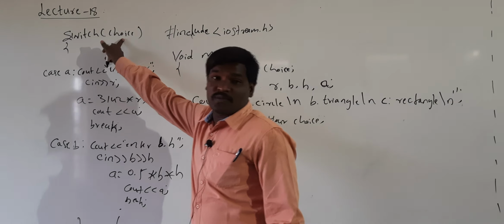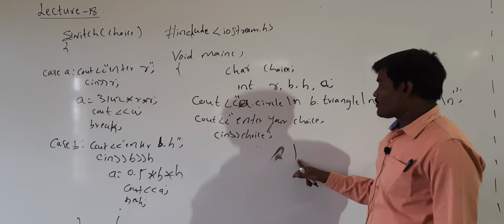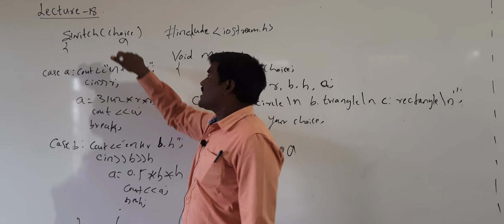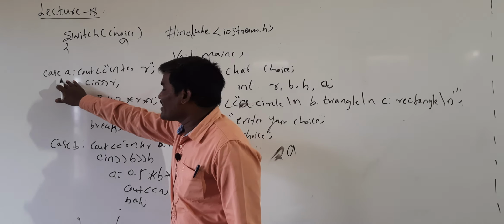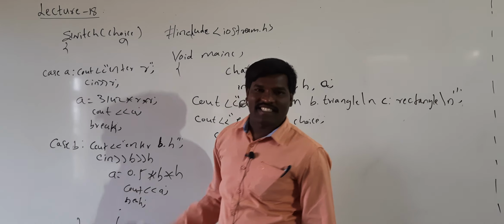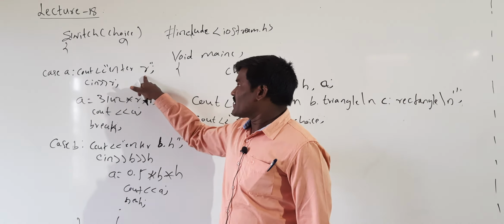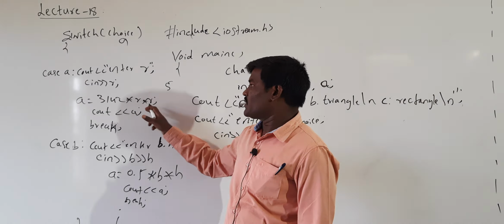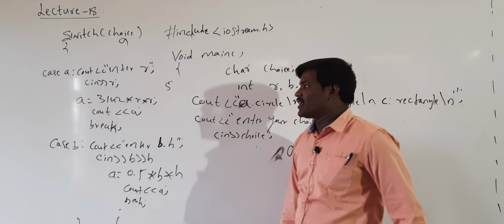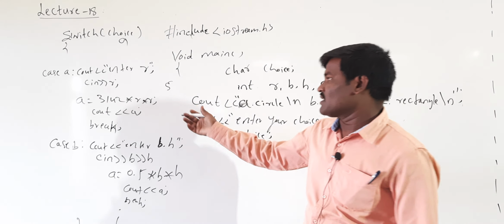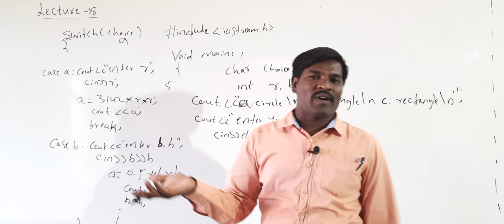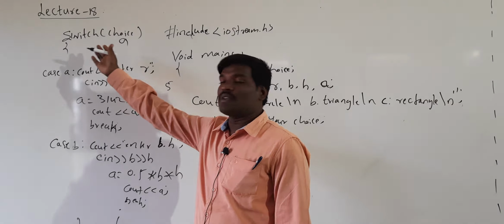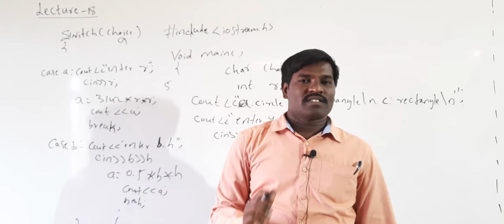See here, switch of choice. Here choice is not 1, I have to enter A. Choice switch of A. A means particular case, that is case A will be executed. Enter R, I can enter 5. 3.142 into 5 into 5, that is 5 into 5 is 25, 25 into 3 is 75, it means 76 or 75 point something will come. Okay, next it will print. Execute break means it will come out of the entire switch statement.